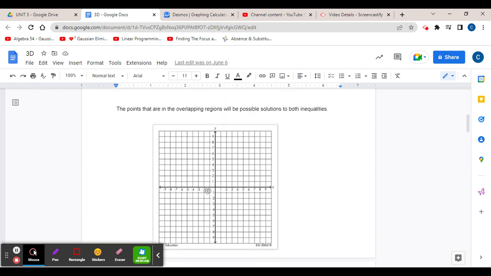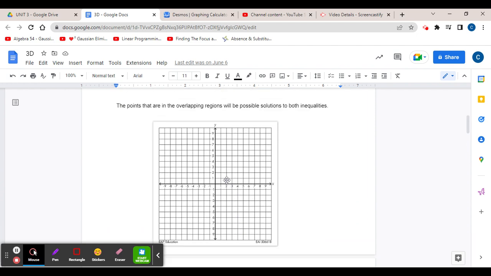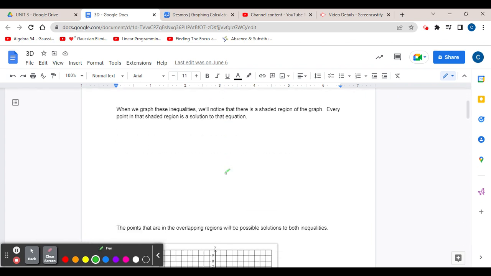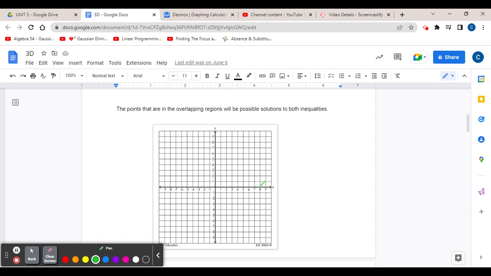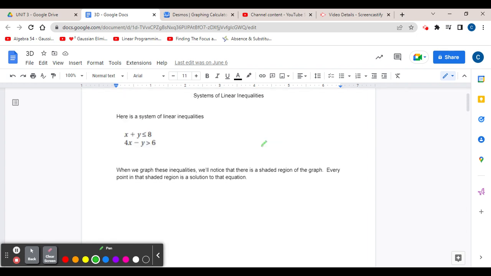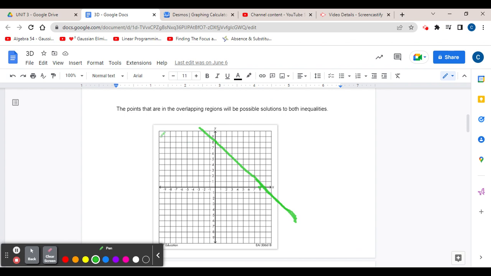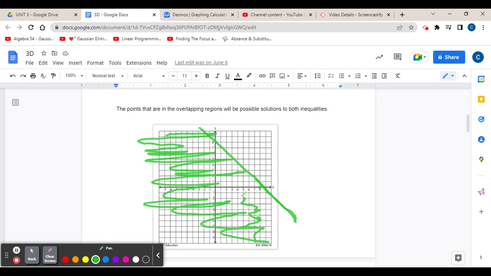So you can take a minute to graph those up if you need to. I could do this real quick for you as well. If we have x plus y less than 8, we have 8 there. This line was solid coming down here like this, and it was shaded all down here.